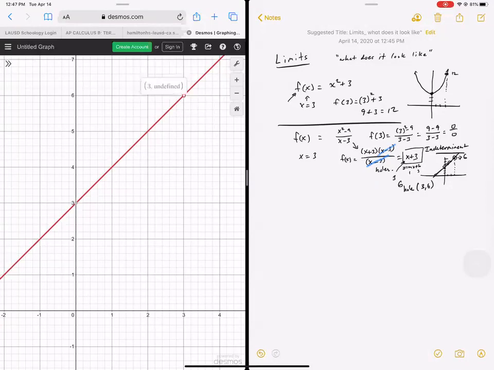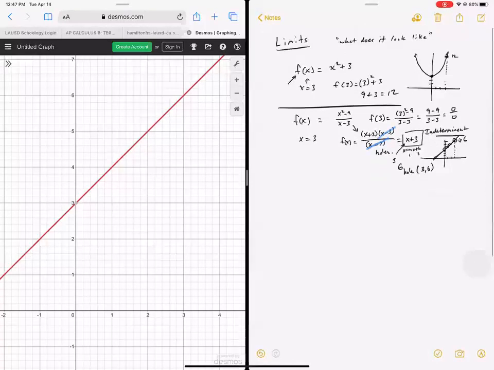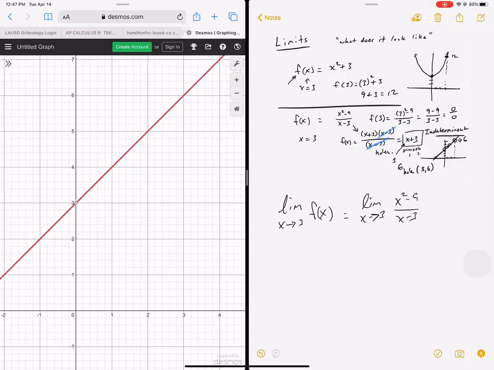It's undefined, right? And remember, we mentioned that's our hole. Now in math, there is no way really for us to say what that hole is until we come up with something called limits. And the limit, we're going to write it this way. When I say the limit as x approaches 3 of f of x, or in this case, the limit as x approaches 3 of x squared minus 9 over x minus 3.